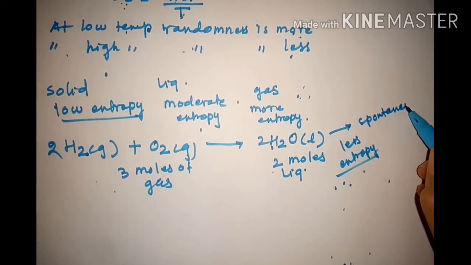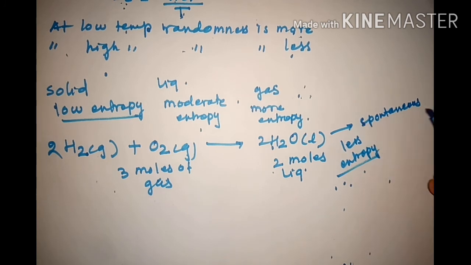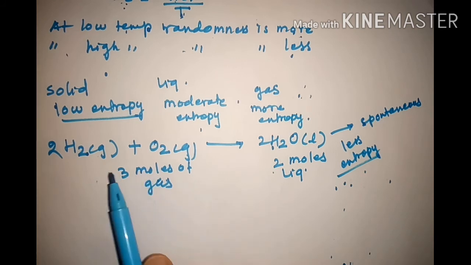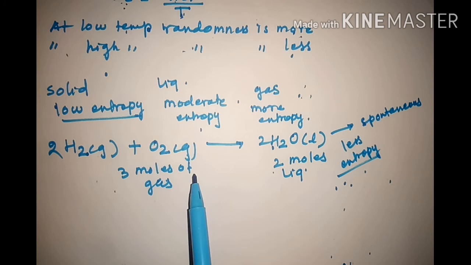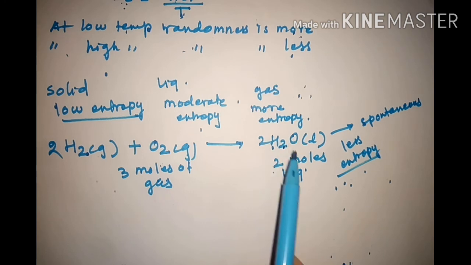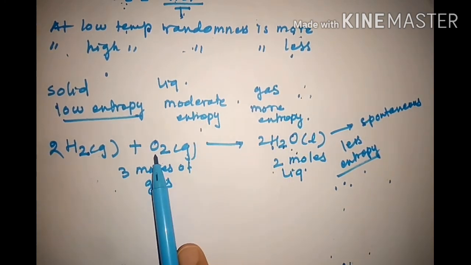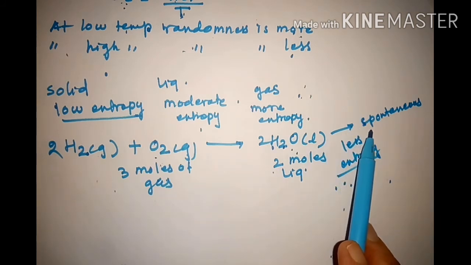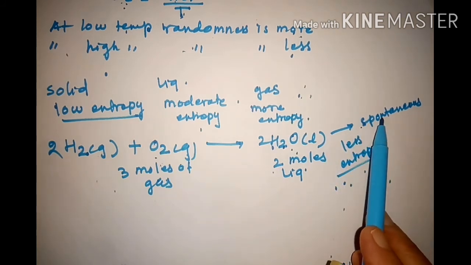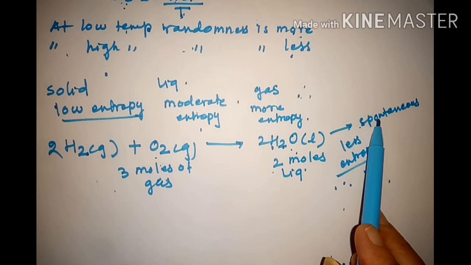Remember, as I already discussed in earlier videos in the case of exothermic and endothermic reactions, the same happens here also. For this reaction, more gas molecules means more randomness. When it is converted into liquid, the randomness decreases, meaning less entropy. So the process should actually be non-spontaneous, but this process is a spontaneous one.